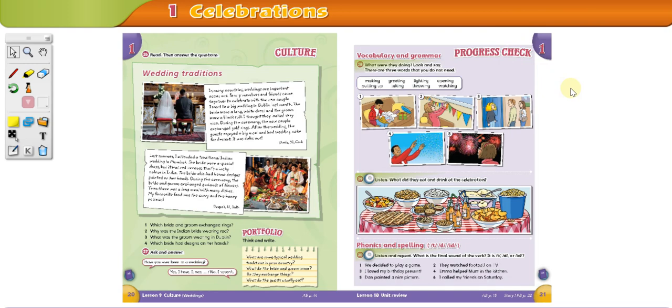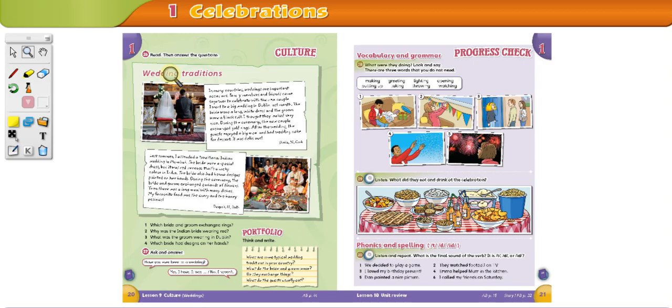Today we are going to talk about wedding traditions. What does it mean, wedding traditions? A wedding is an event or a celebration that two people make in order to tell other people that they are going to get married. And traditions are things people used to do in these events. So we call them wedding traditions.